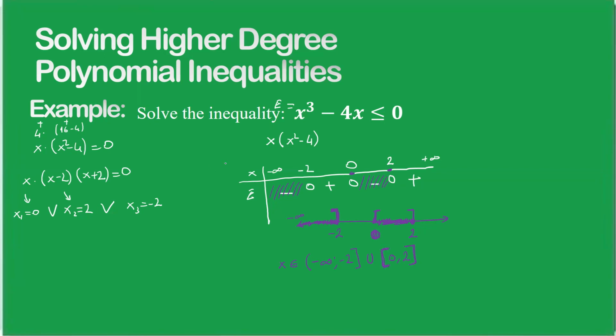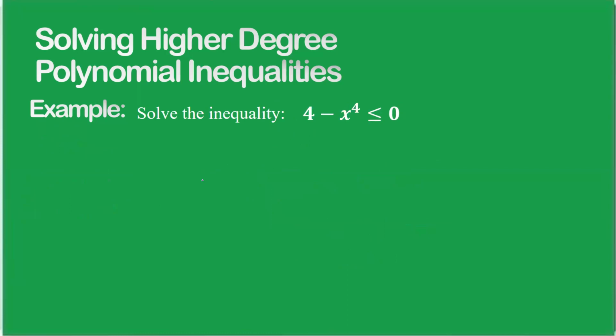Okay, what about the next? Let's see that. 4 minus x to the 4, interesting. Now let's factorize this one. At first, how can we write this one? So 4 minus x to the 4 is equal to 0. This one is 2 squared, and this one is x squared, quantity squared, is equal to 0. Then let's factorize like that: 2 minus x squared times 2 plus x squared is equal to 0.